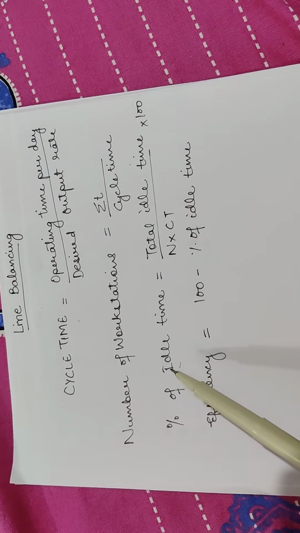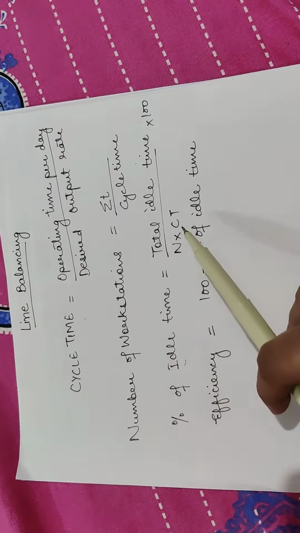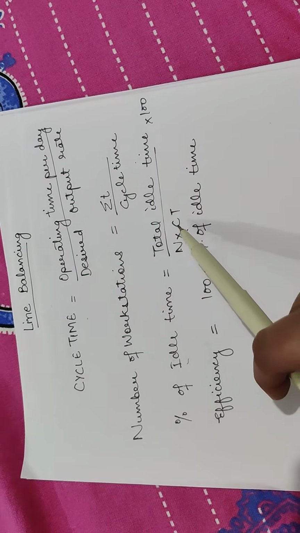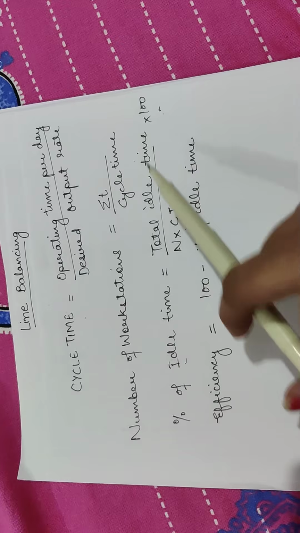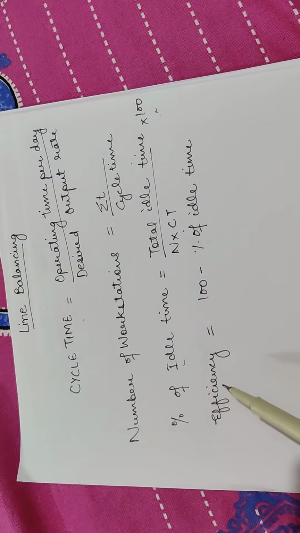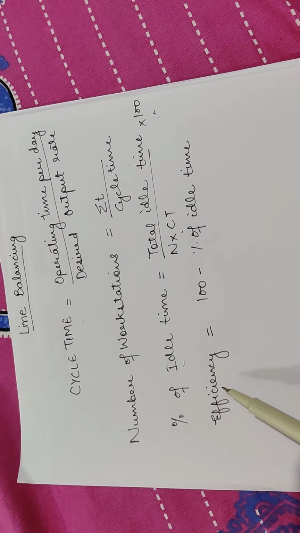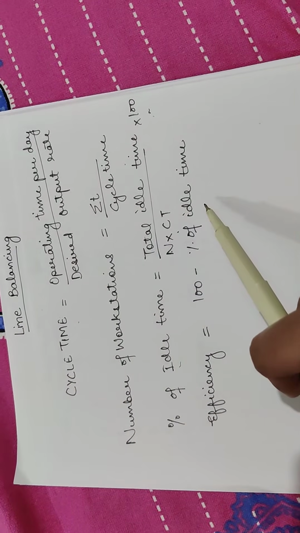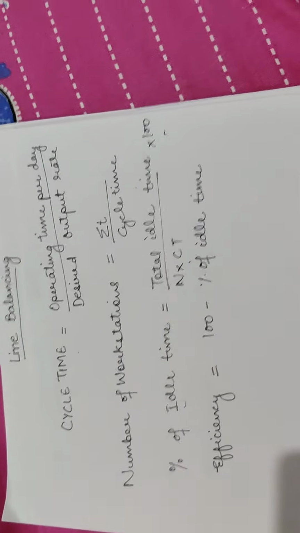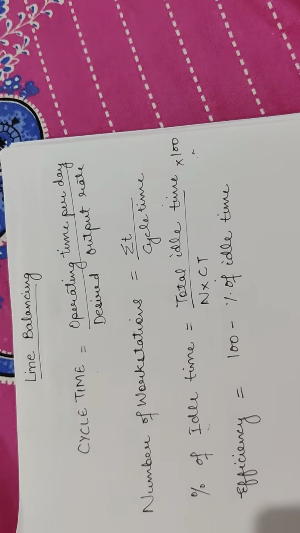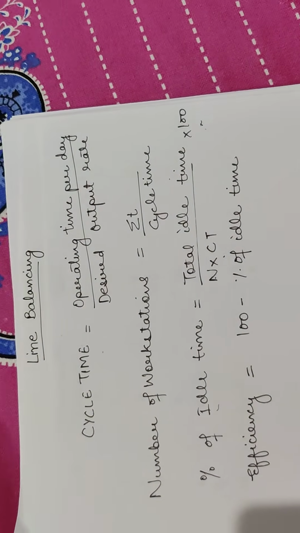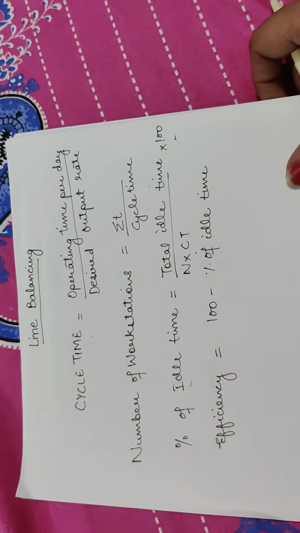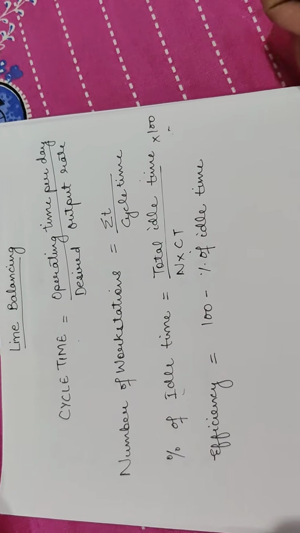Then we need to calculate the percentage of idle time also, which will be equal to total idle time divided by number of workstations times cycle time times 100. Right, so this is the formula of percentage of idle time. Then we need to calculate the efficiency. To calculate the efficiency, the formula is 100 minus percentage of idle time. So guys, these are the four formulas which you should remember, so that you can solve the problem without any issue. Fine. So let's start with the problem.